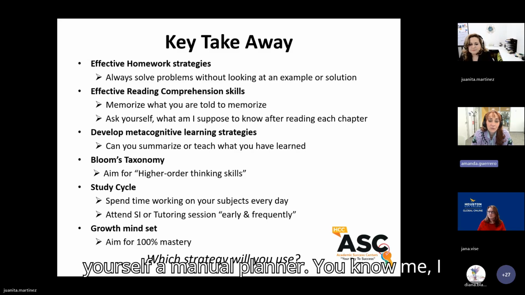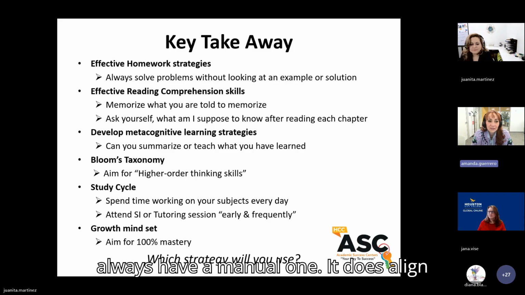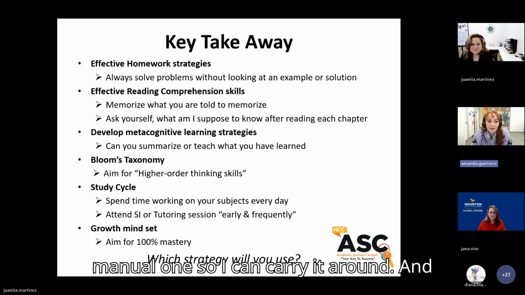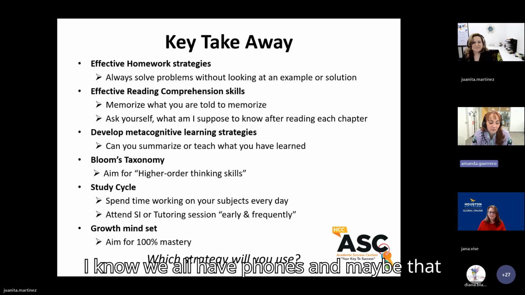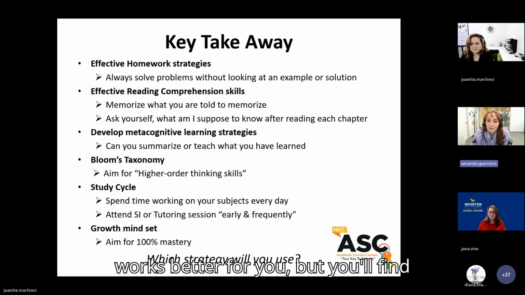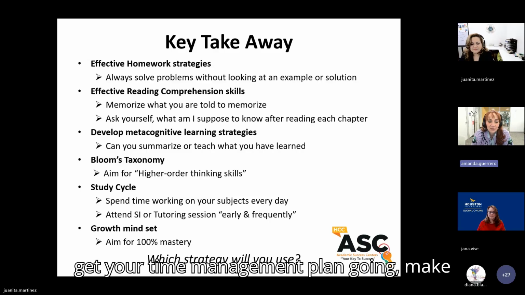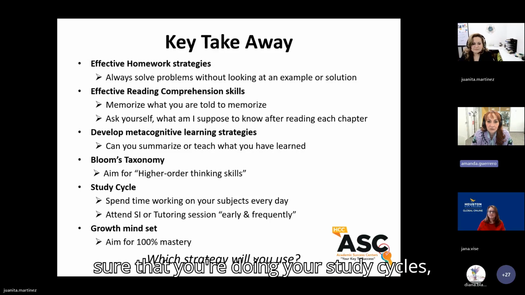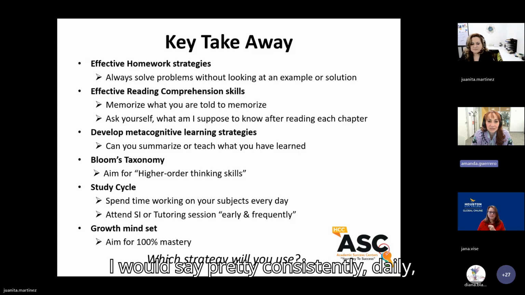Time manage. Get yourself a manual planner. If you know me, I always have a manual one. It does align with my electronic one, but I need that manual one so I can carry it around. And I know we all have phones, and maybe that works better for you, but you'll find what works for you, and what might work for me may not work for you. But get your time management plan going. Make sure that you're doing your study cycles, pretty consistently, daily, if you can.